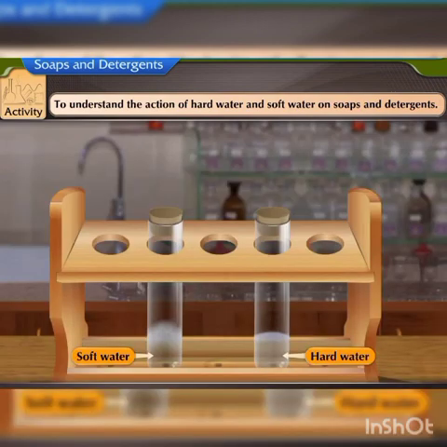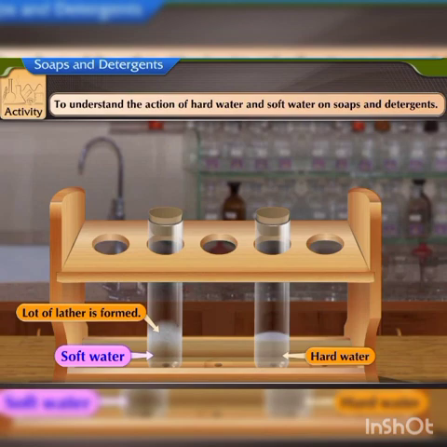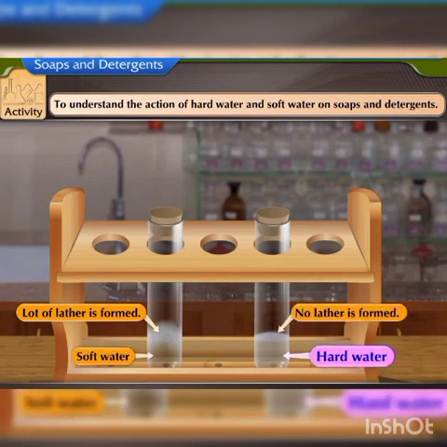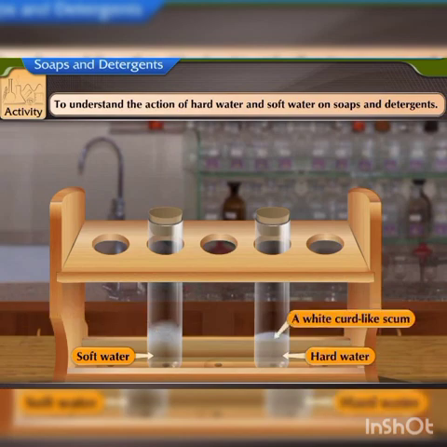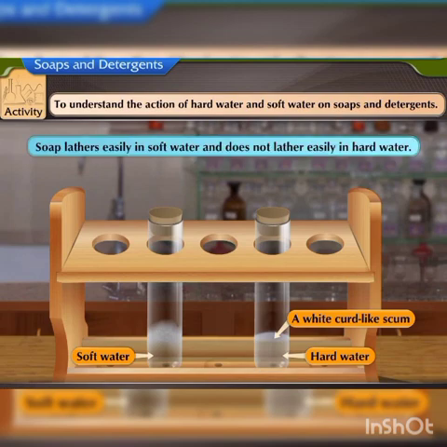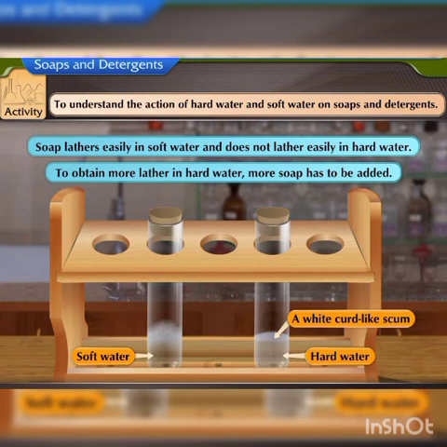We see that a lot of lather is formed in the test tube containing distilled water and there is no lather formed in the test tube containing hard water. A white curd-like scum is formed in this test tube. From this activity, we can conclude that soap lathers easily in soft water and does not lather easily in hard water. In order to obtain more lather in hard water, more soap has to be added.